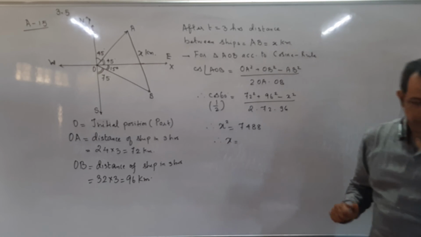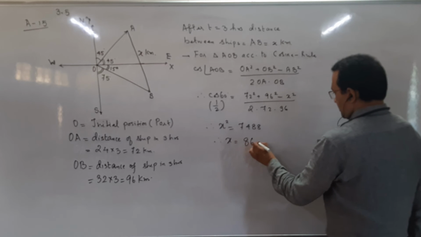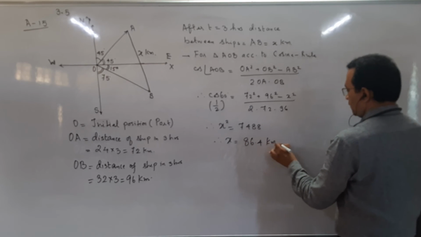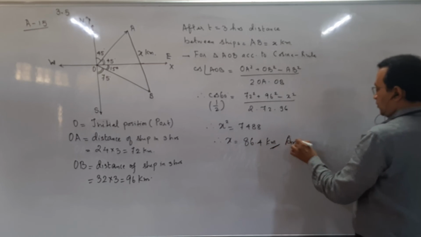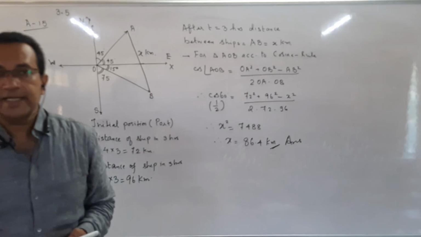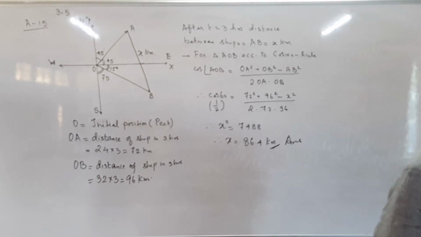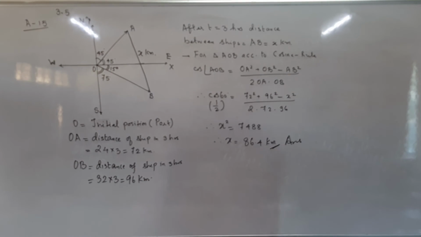Taking the positive square root, we get approximately 86.4 kilometers, which is our answer. So students, at the end of 3 hours, the separation between the two ships which have started from a port with initial position O will be 86.4 kilometers.